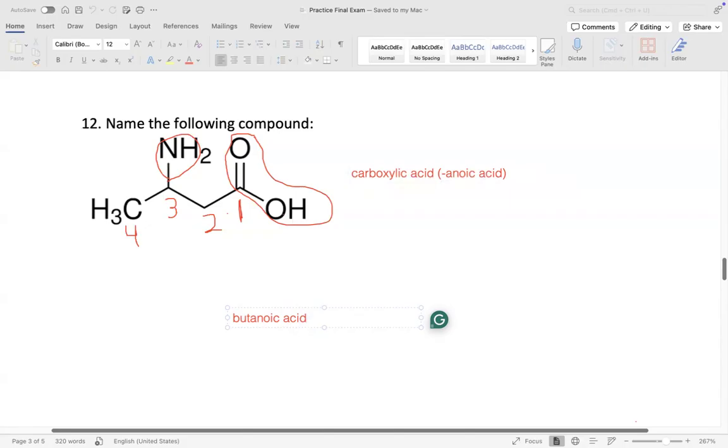Carboxylic acid is one of them where it's always going to be on carbon 1, so we don't need to tell our audience what carbon it's coming off of because it always has to be carbon 1. But we're treating this other amine group as a branch. In that case, I need to tell the audience what carbon it comes off of, and it comes off of carbon 3. So I would say 3 hyphen. When we treat amine groups as branches, we call them amino. So the full name for this one would be 3-amino butanoic acid.